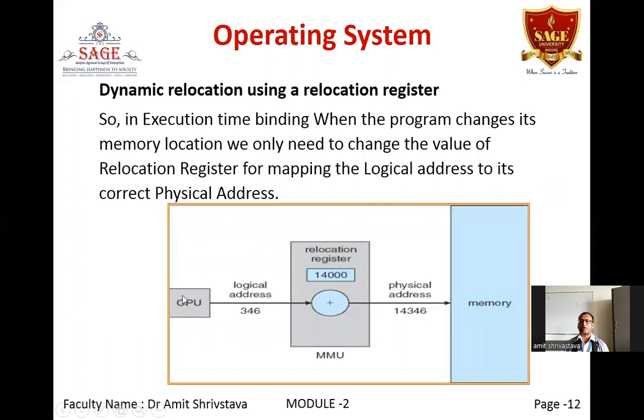Suppose our CPU is generating the logical address 346. This will basically be the statement number of my program. Now, the relocation register is holding the address 14,000. It means that my program has been loaded into the physical memory starting from 14,000, and that is why 14,000 is stored in the relocation register. So whenever I need to go to statement 346, I will have to add this 14,000 to it. So the address will become 14,346 in the physical memory. So this is how the relocation register works.